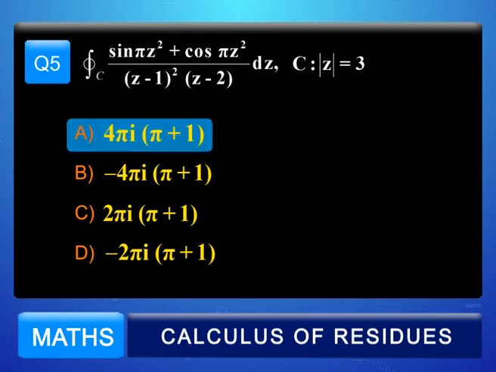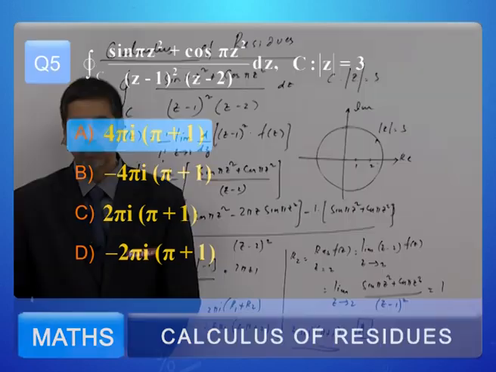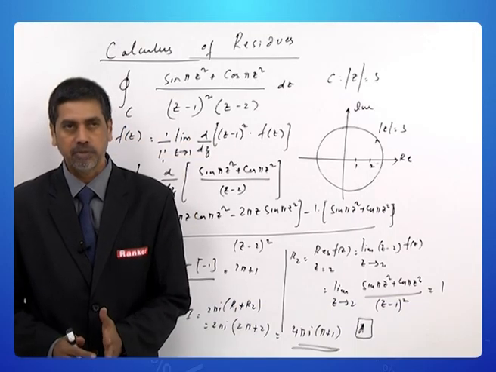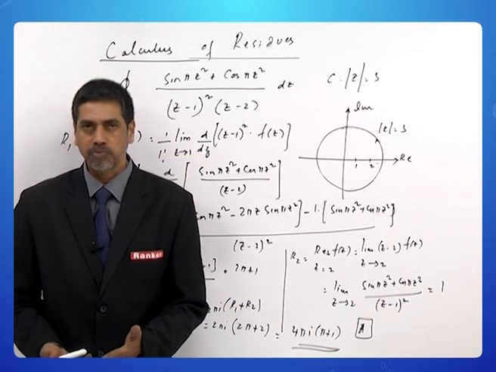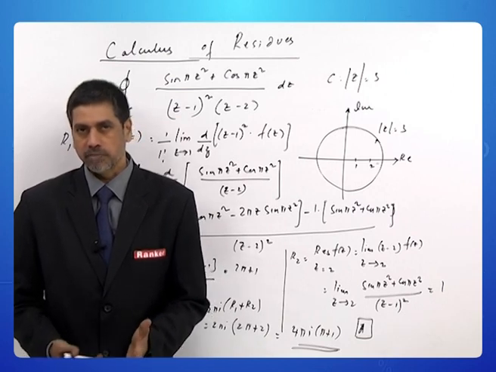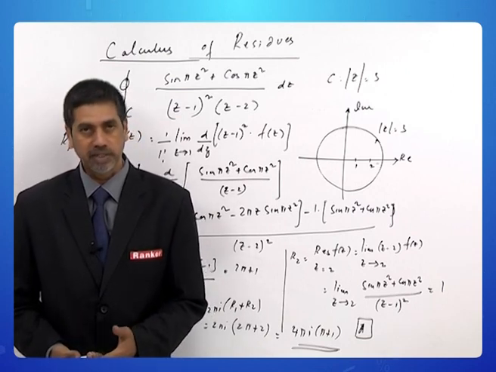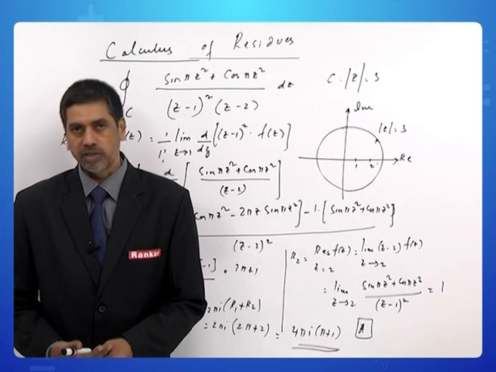Please observe that there are two residue calculations. One was a little bit lengthy because of the double pole and one was a simple pole, but the residue theorem calculates much faster than the Cauchy's integral formula that we have learned a long time back.